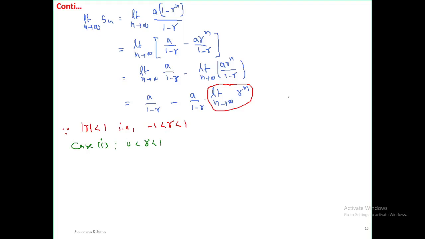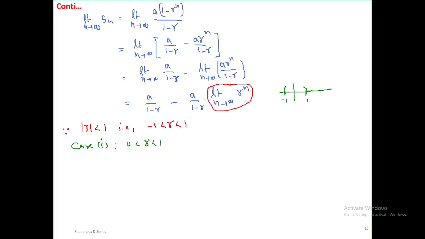Here the open interval minus 1 to plus 1 I need to prove. So first 0 to 1 I am proving. Next minus 1 to 0 I will prove. Next at 0 also I will prove. Indirectly I am proving minus 1 to 1. First, 0 less than r less than 1. What will be the limit value?